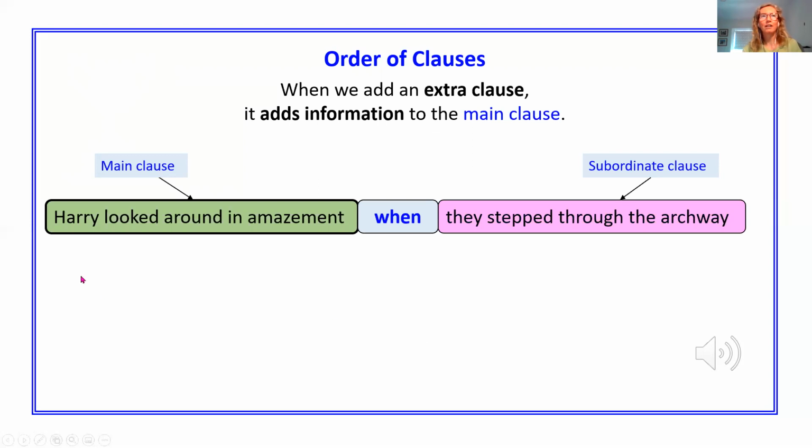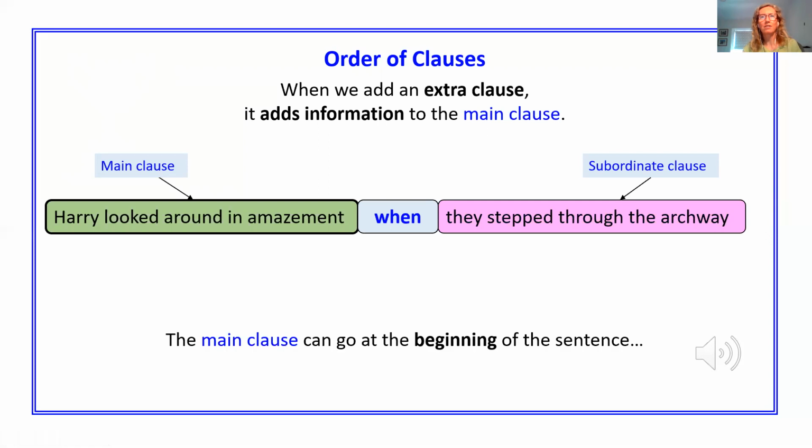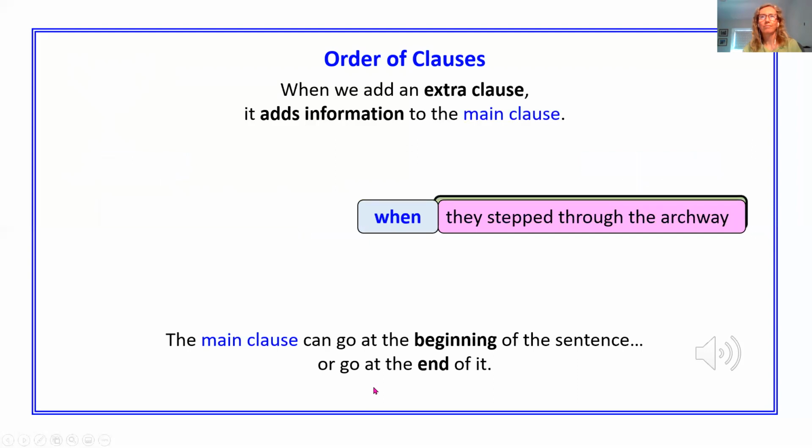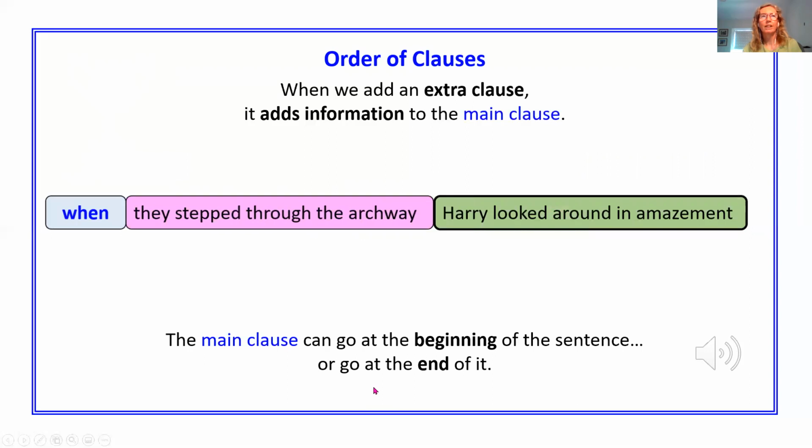So you can see here that Harry looked around in amazement is at the beginning of the sentence. The main clause is at the beginning of the sentence. But it can also go at the end of the sentence. It doesn't have to go at the beginning. So let's swap it around. And now it reads, when they stepped through the archway, Harry looked around in amazement. So now the main clause is at the end of the sentence. Okay, so we can do either.